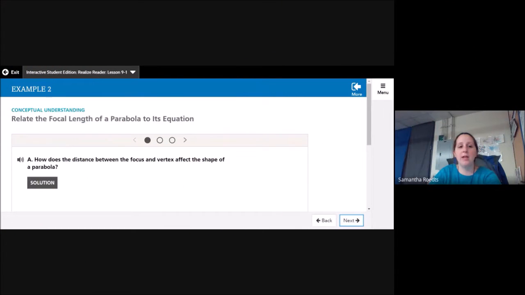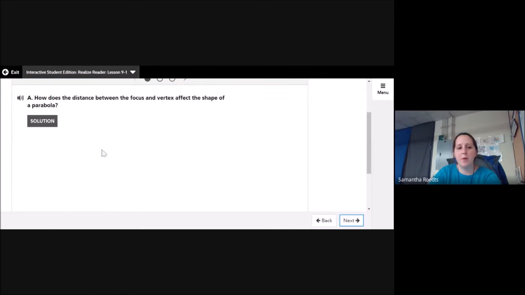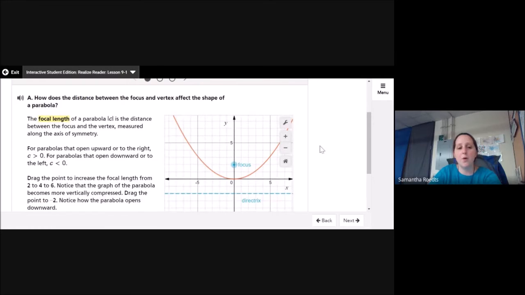All right, example 2: relate the focal length of a parabola to its equation. How does the distance between the focus and vertex affect the shape of a parabola? The focal length of a parabola, the absolute value of c, is the distance between the focus and the vertex measured along the axis of symmetry. So here's my focus, vertex, and axis of symmetry. For parabolas that open upward or to the right, c is greater than 0. For parabolas that open downward or to the left, c is less than 0.